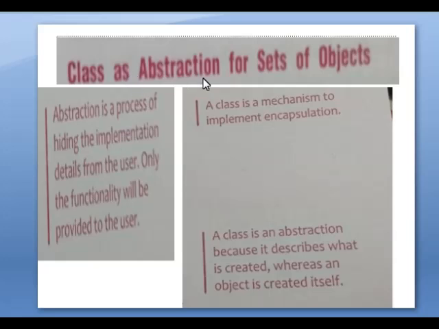Then the next one is class as an abstraction for a set of objects. What is called abstraction? Abstraction is a process of hiding the implementation details from the user. Only the functionality will be provided to the user. So it will hide all the details about an object and only show the necessary details. A class is a mechanism to implement encapsulation. A class is also called an abstraction because it describes what is created, whereas an object is created itself.